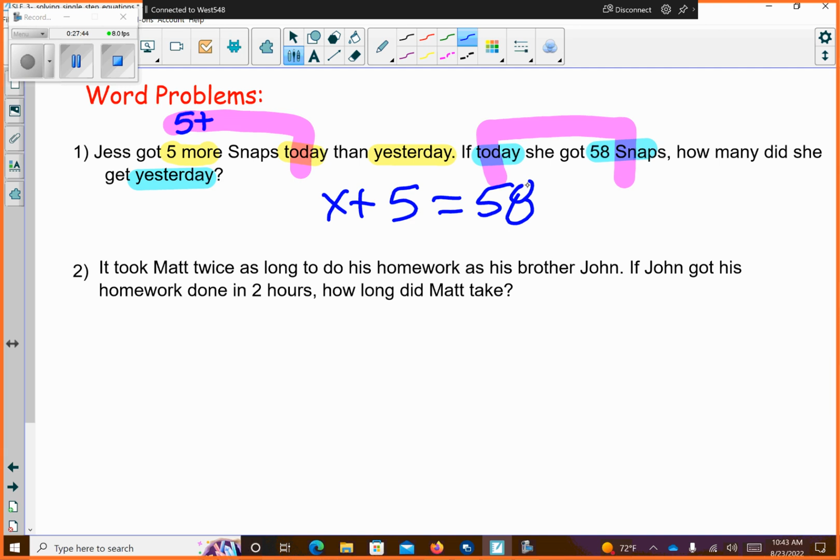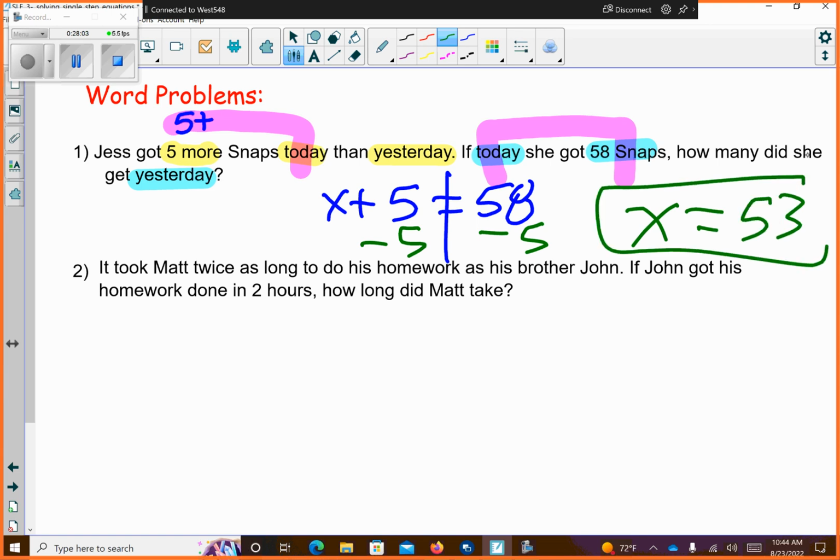Electronic. All right. So Jess got 5 more snaps today than yesterday. Today, 58 snaps. X plus 5 equals 58. How many snaps did she get yesterday? How do I solve this? Take away, vertical line, minus, minus. So on one of the days, there would happen to be 53 snaps. On another day, there happened to be 58 of them, because there was 5 more on a different day.